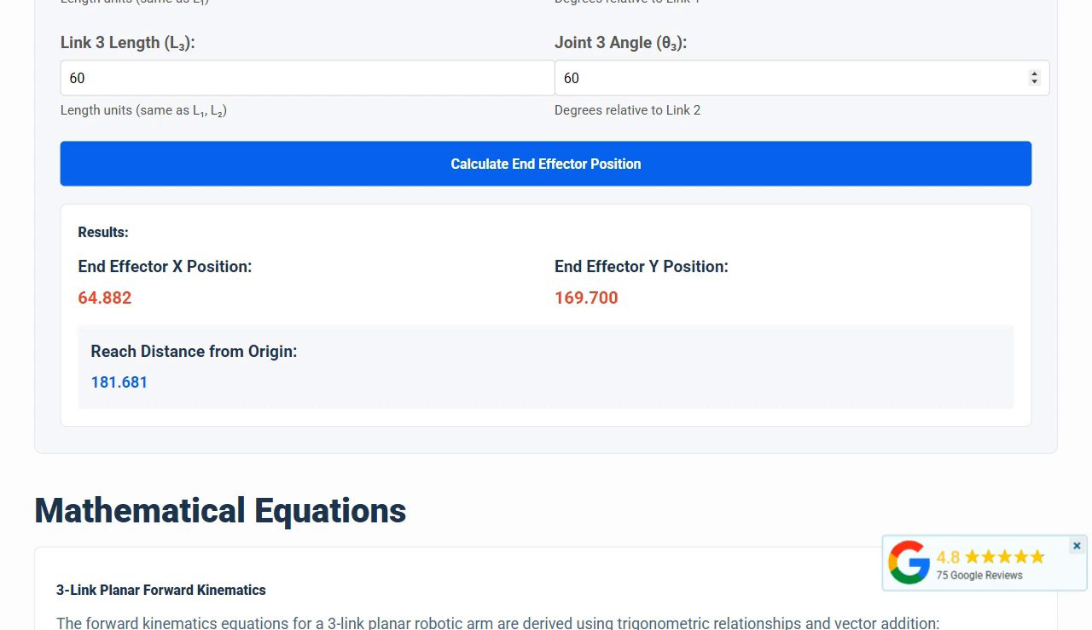You input the length of each link segment and the rotation angle at each joint in degrees. The calculator then computes the exact xy coordinates of the end effector, which is critical for programming robot movements and designing workspace boundaries.